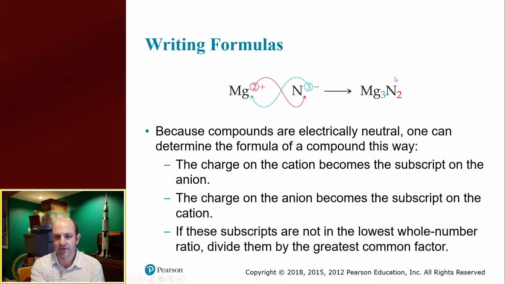So if it's 2 and 2, we can reduce, simplify, however you want to describe it, to make it 1 and 1. If it's 2 and 4, we can make it 1 and 2. So do the switching of the subscript becomes the charge, and then check, can I reduce this? In this case, no, so leave it as is.